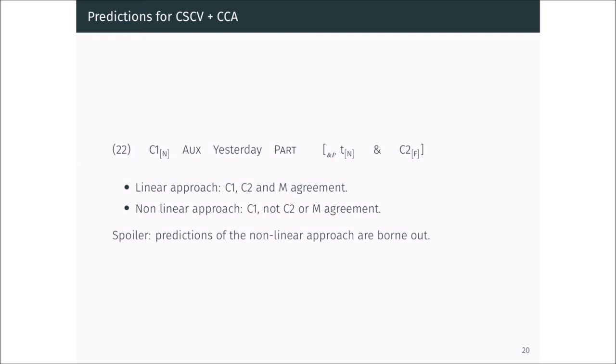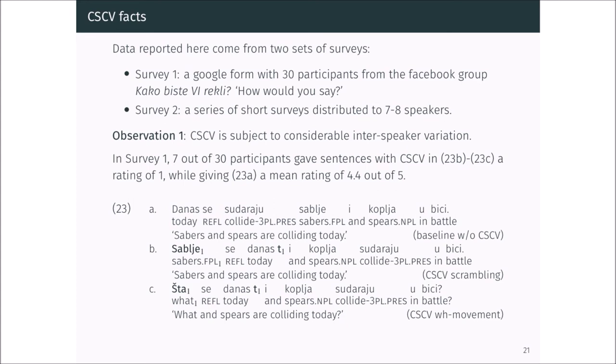Data to be reported here come from two sets of surveys. Survey 1 is a Google form with 30 participants from the Facebook group, How Would You Say? In BCS. The second survey is a series of short surveys distributed to 7 to 8 speakers.